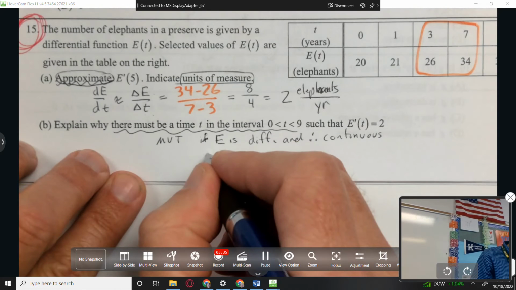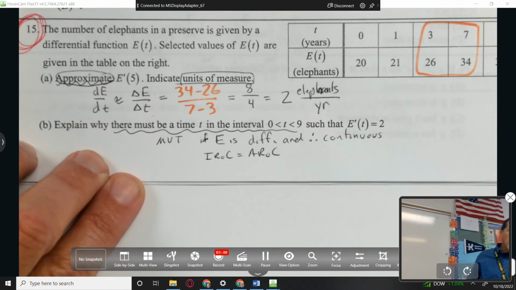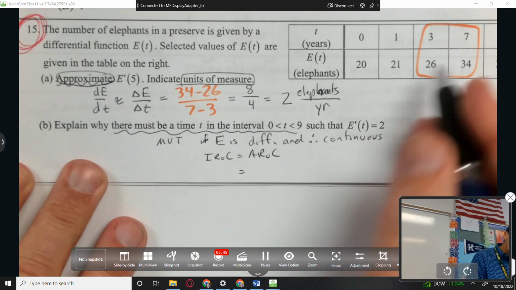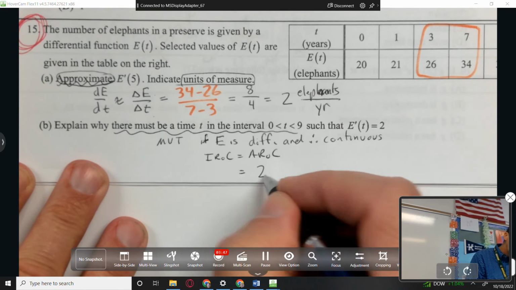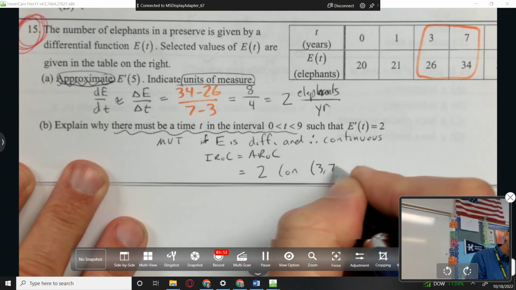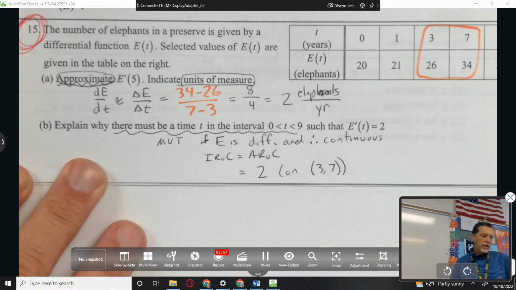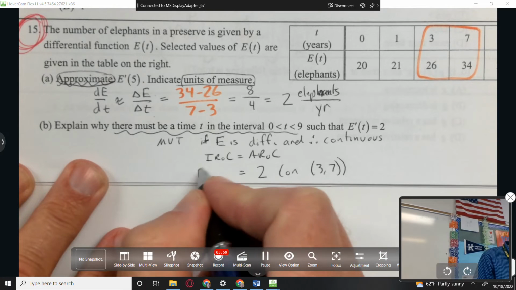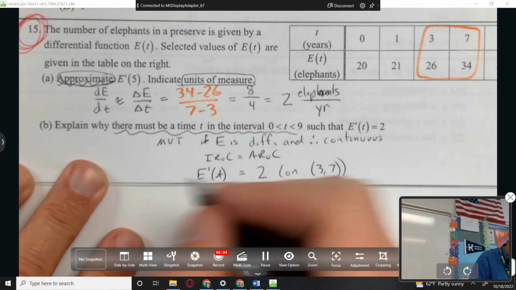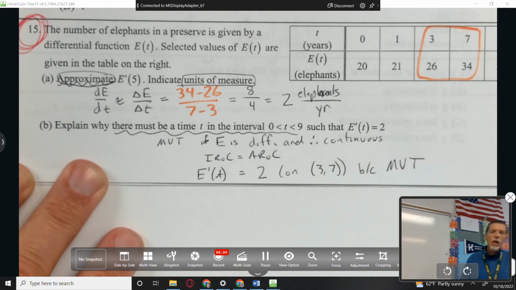So that means the IROC equals AROC somewhere on the interval. But we just found the AROC to be 2. AROC equals 2 on 3 to 7. So that means E prime of t equals 2 somewhere on 3 to 7. Because MVT.